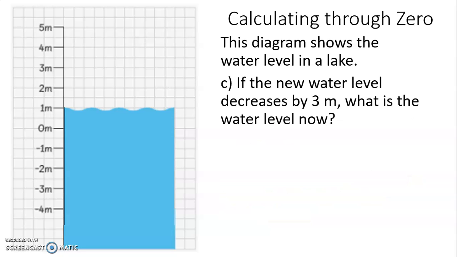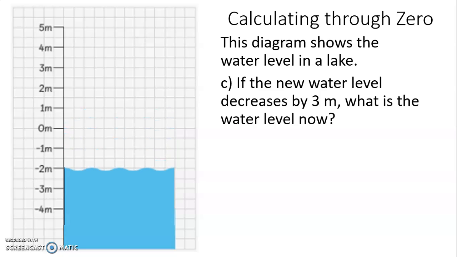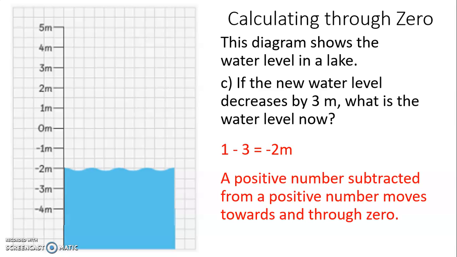If the new water level decreases by 3 meters, what is the water level now? So if it's decreasing, it's going to move back towards and through 0 by 3. So 1 meter subtract 3 brings us to -2 meters, -2 meters.